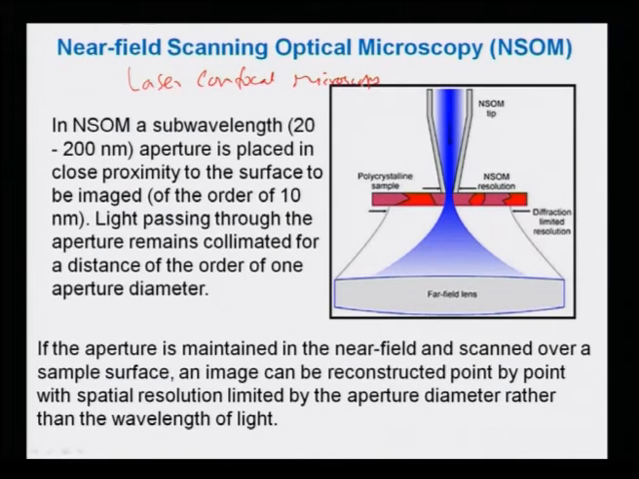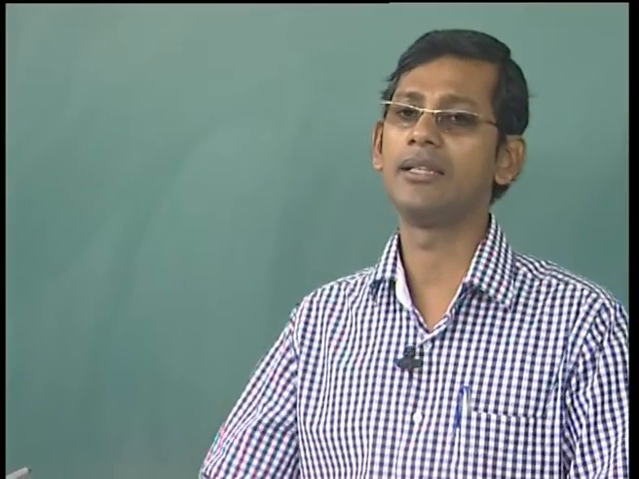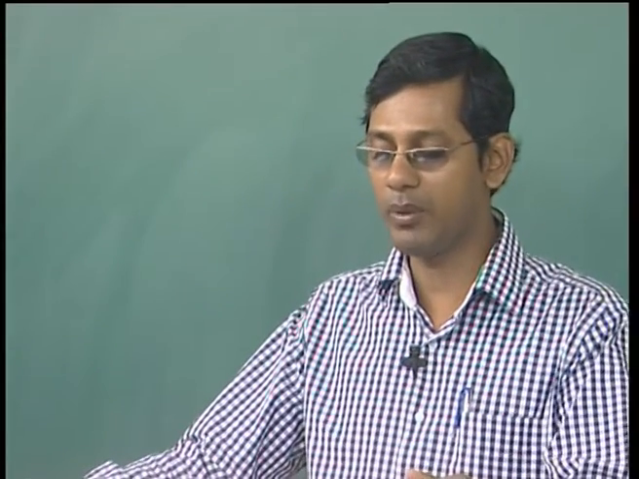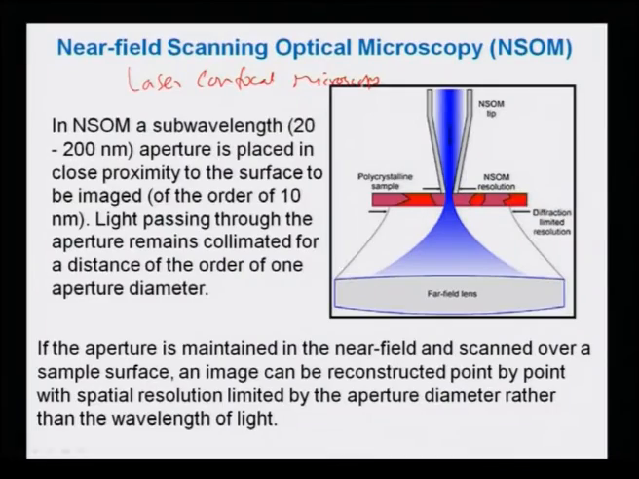We use a sub wavelength aperture. Normally, in a transmission electron microscope or even a scanning transmission electron microscope, apertures are also used. An aperture is nothing but a plate in which a small hole is present, and it can be used to select a particular beam in a transmission electron microscope. In this case, we use a sub wavelength aperture, about 20 to 200 nanometers in diameter, and this can be placed in very close proximity to the sample surface. That is the actual challenge.